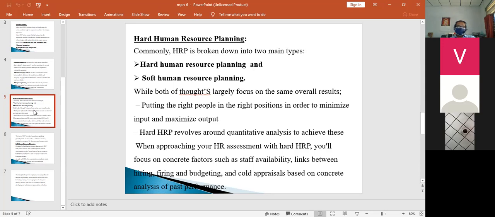Next, if you appoint the right person to the vacancy, what are all the benefits that you are having? Minimizing input and maximizing output. Minimizing input in the sense, if you are going to recruit a skilled person who is able to handle different things, assume that he is a multitasker, can handle multiple tasks at a time. So it will be very useful to your organization.